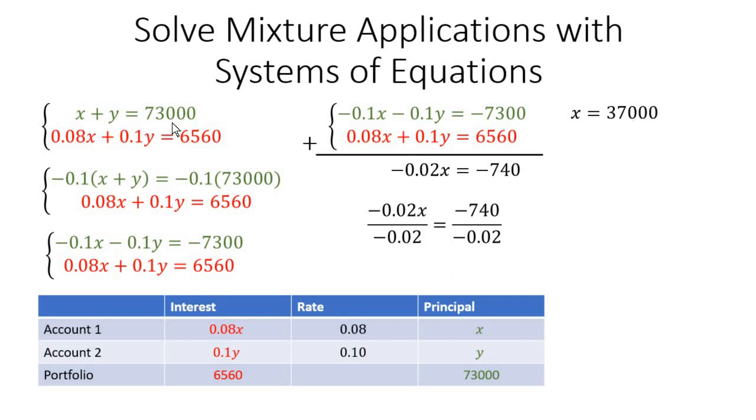And I know that X plus Y has to be 73,000. So since I know that X is 37,000, that means 37,000 plus Y has to be 73,000, and if I subtract 37,000 from both sides, I'll get that Y is equal to 36,000. And that's how we use systems of equations to solve mixture problems.